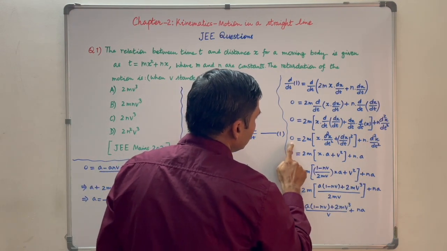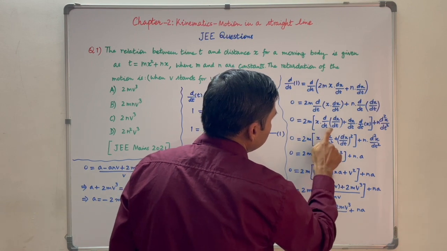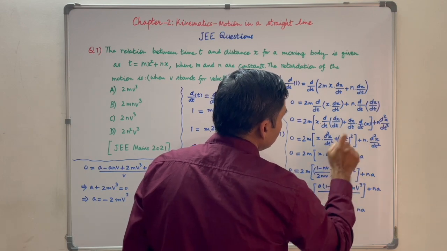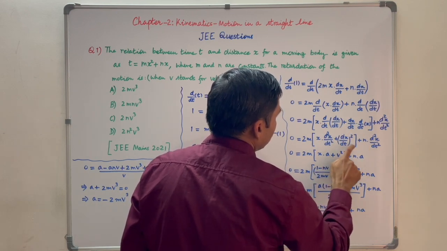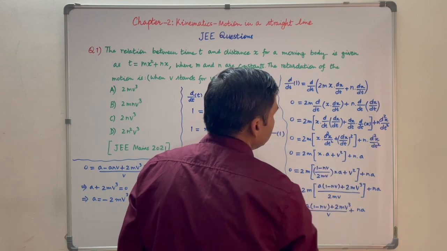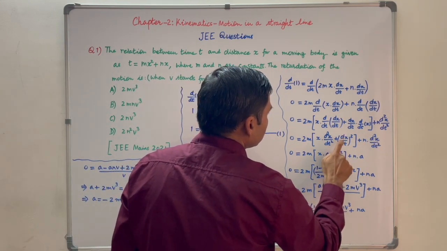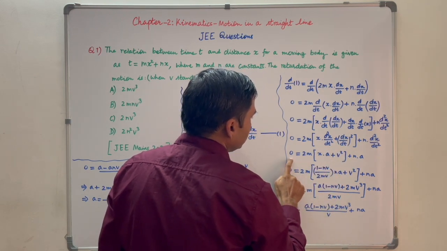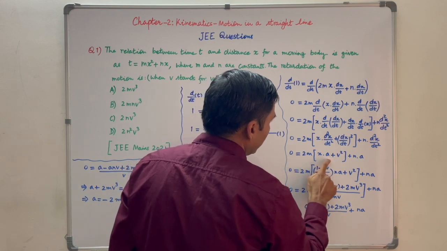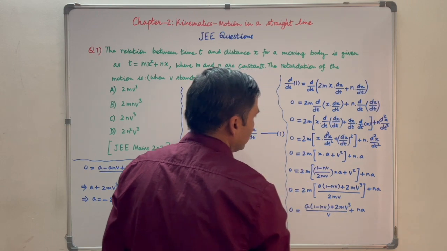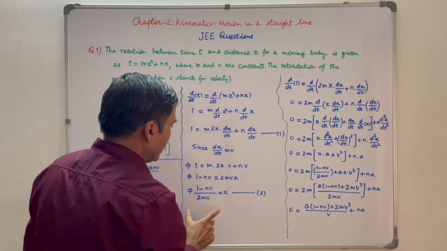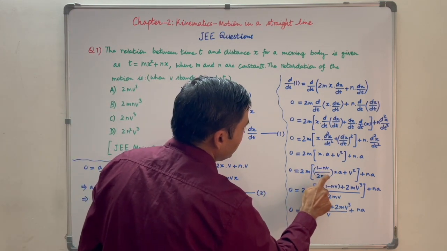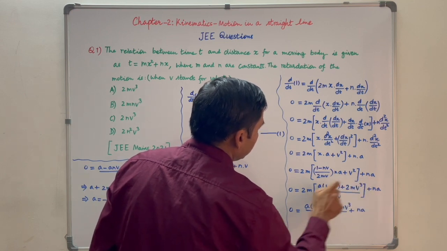So it will be 0 is equal to 2m x into d by dt of dx by dt, which is d square x upon dt square, plus dx by dt into dx by dt, that is dx by dt whole square, plus n into d square x upon dt square. Now replace dx by dt by v and d square x upon dt square by a. So it will become 0 is equal to 2m x into a plus v square, plus n into a. Now replace x by this, 1 minus nv upon 2mv. So 1 minus nv upon 2mv into a plus v square, plus na.